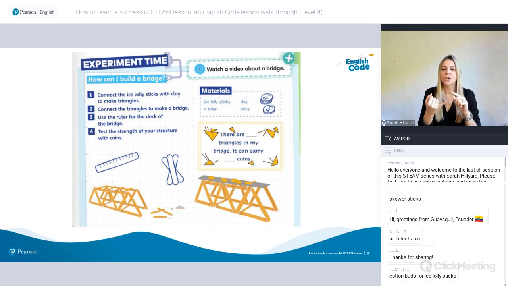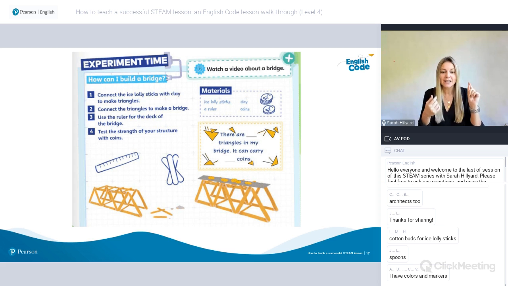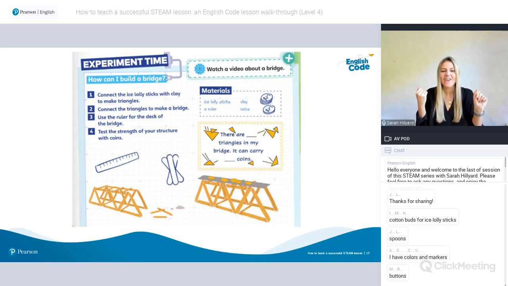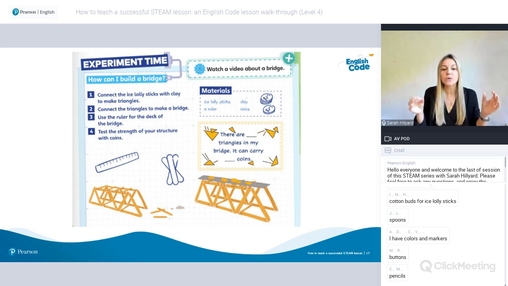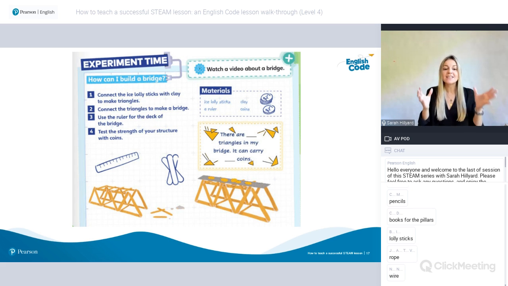So you thought about coins, rubbers, noodles, pencils, toothpicks, glue, cotton buds, you're saying, spoons. Okay, anything you can think of that you think you'll be able to make a bridge with. And if it doesn't work out, it's also okay. And that is part of STEAM as well. These are experiments. Experiments may fail, may succeed. We don't know until we do the experiment. That's what it's for. So if it doesn't work out, it's fine as well.